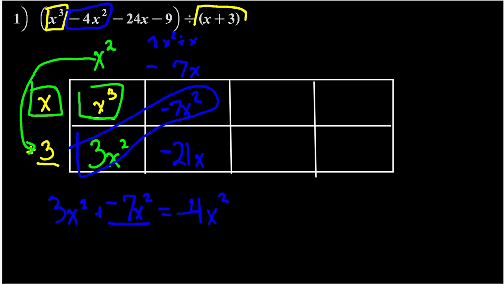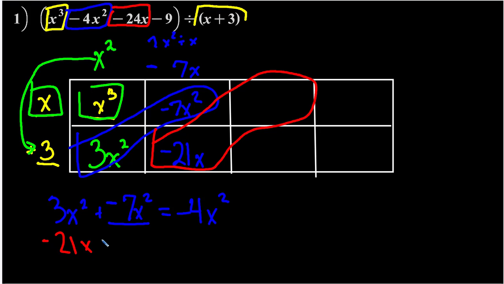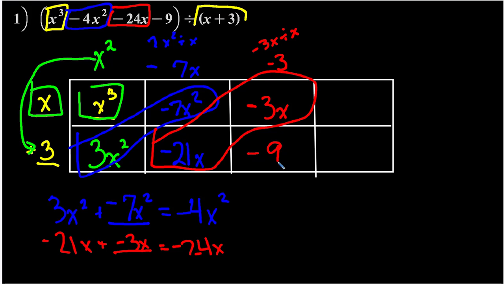Now I'm going to take my next. We're going to add these two terms to come up with a negative 24x. So negative 21x plus what equals a negative 24x? That would be a negative 3x, and so that's going to go up here. Negative 3x divided by x gives me a negative 3. Negative 3 times positive 3 gives me a negative 9.